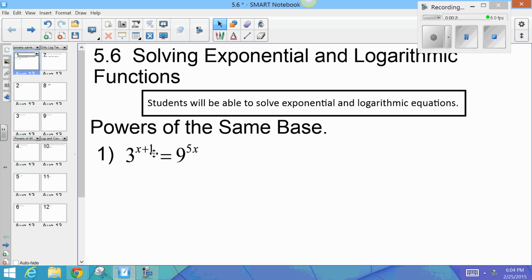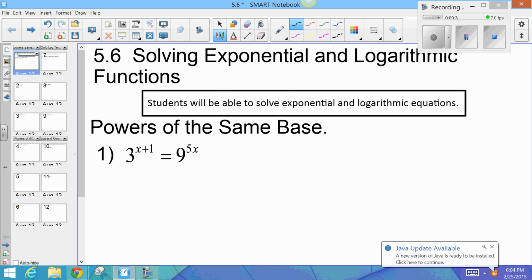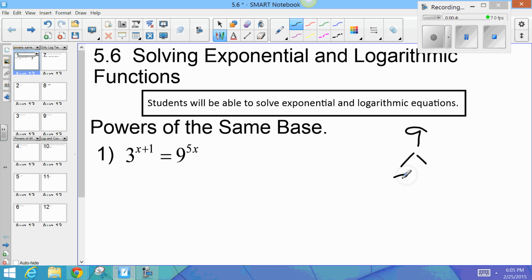On the left-hand side, the base is a 3. On the right-hand side, the base is a 9. So the bases are not the same. However, I can rewrite 9 as a power of 3 because 9 equals 3 times 3, or 9 is 3 squared. So I'm just going to bring down the left-hand side. The right-hand side I'm going to write as 3 squared to the power of 5x.